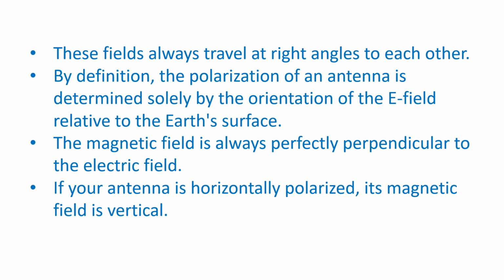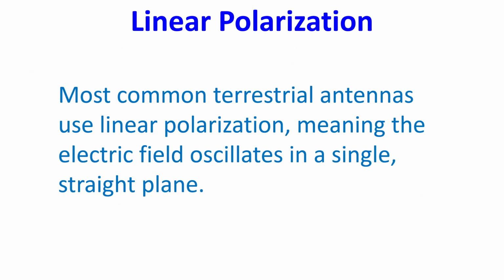By definition, the polarization of an antenna is determined solely by the orientation of the E field relative to the Earth's surface. The magnetic field is always perfectly perpendicular to the electric field. If your antenna is horizontally polarized, its magnetic field is vertical. Most common terrestrial antennas use linear polarization, meaning the electric field oscillates in a single straight plane.